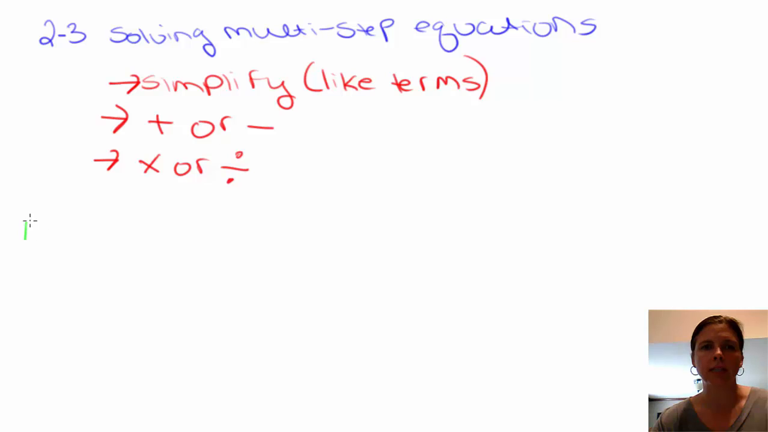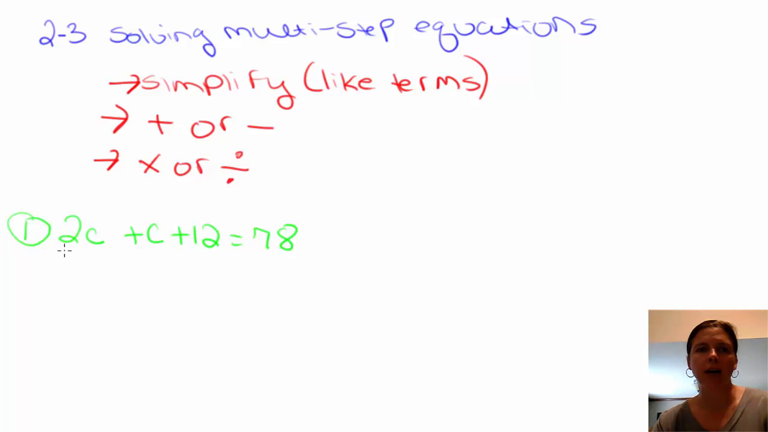So let's do some examples. Number 1, 2c plus c plus 12 equals 78. First we have to combine our like terms. We have 2c and 1c, so we have 3c plus 12 equals 78.